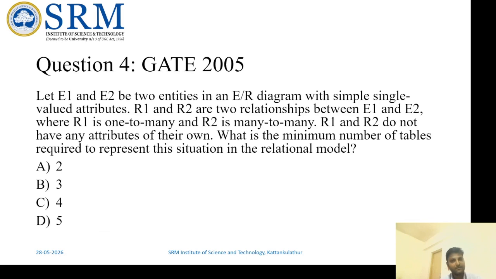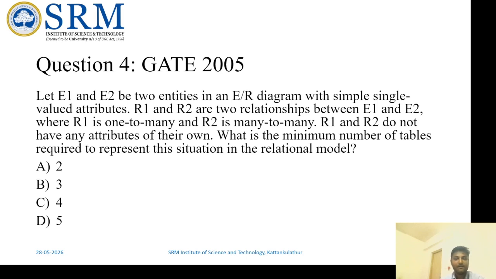Now question number 4. It came in GATE 2005. It's an old question, and the question is interesting. Let E1 and E2 be two entities in an ER diagram with simple single valued attributes. R1 and R2 are two relationships between E1 and E2, where R1 is one to many and R2 is many to many relationship. R1 and R2 do not have any attributes of their own. What is the minimum number of tables required to represent this situation in the relational model?